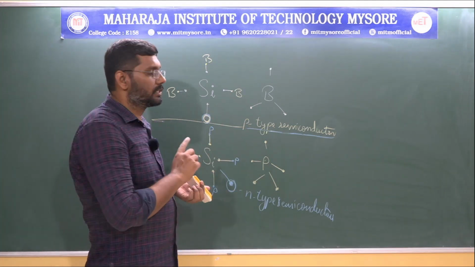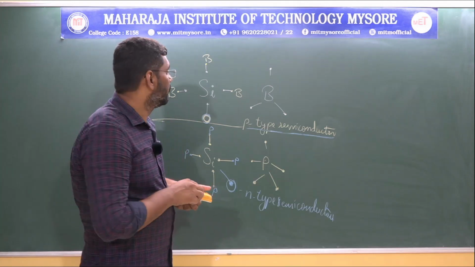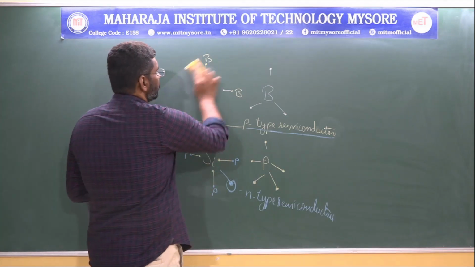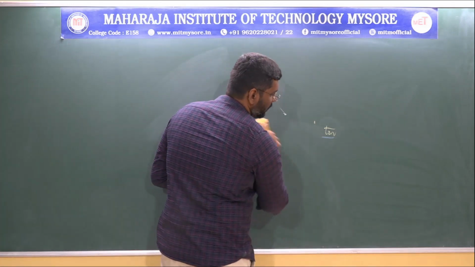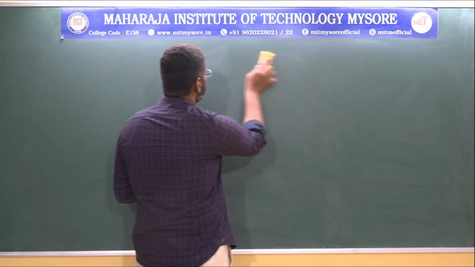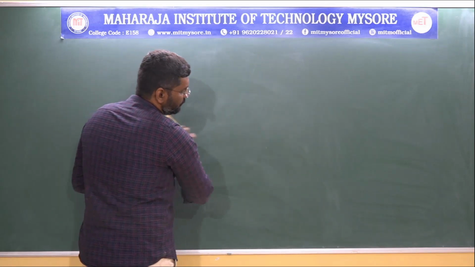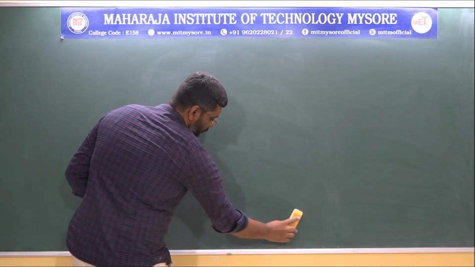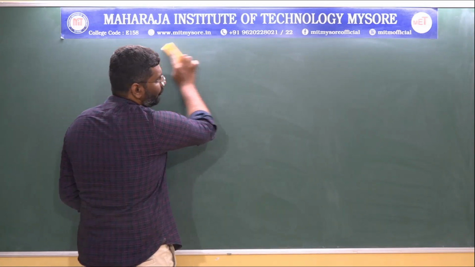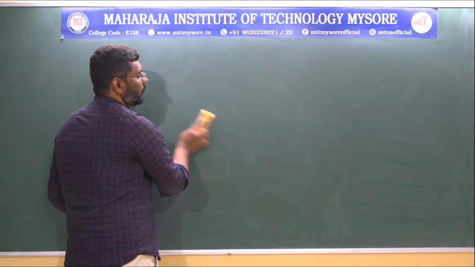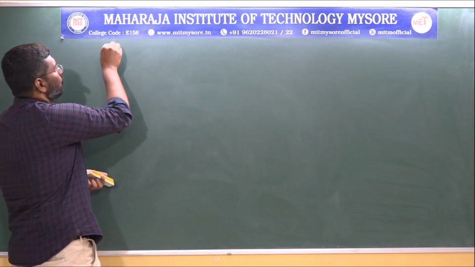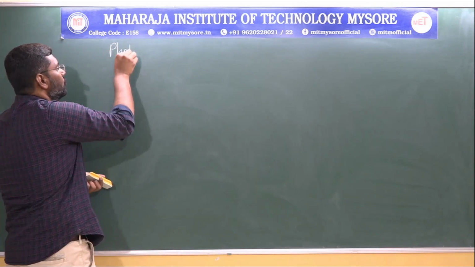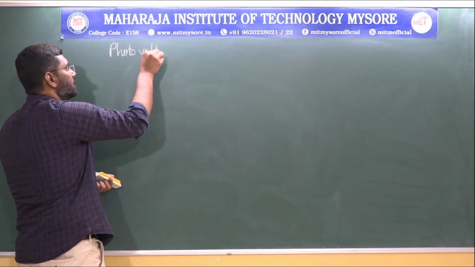Okay, so if this is clear, we can go for the next topic, that is construction and working of PV cells. So this is the introduction to the doping of silicon, which is the major material used for the synthesis of PV cells. Now we shall go for the discussion of photovoltaic cell.